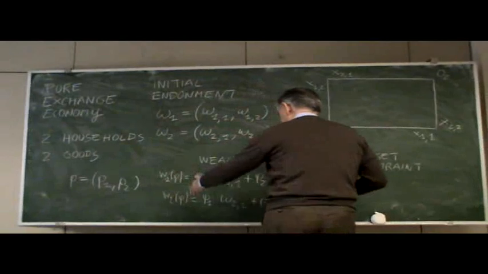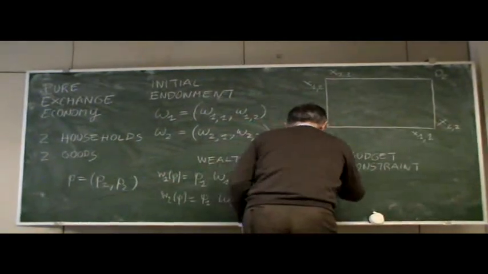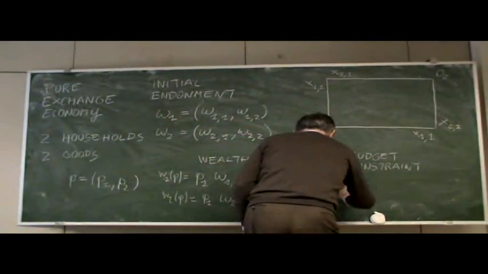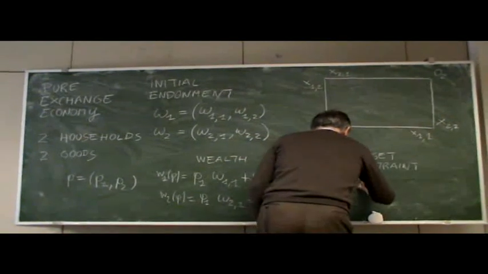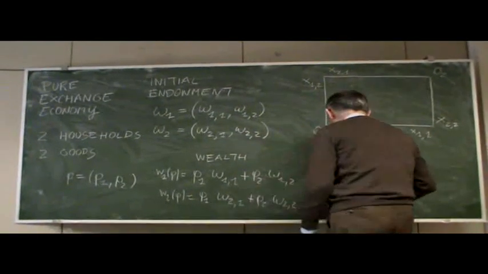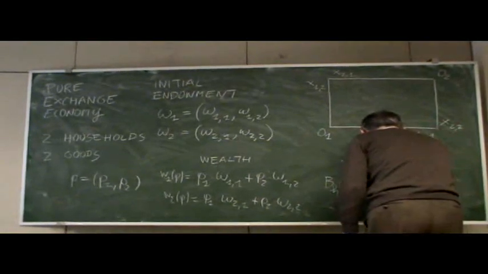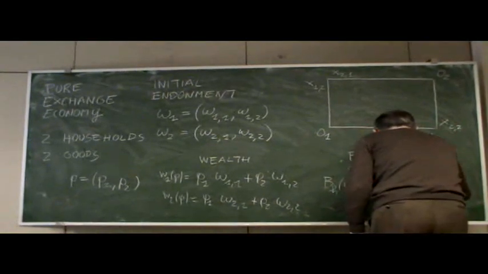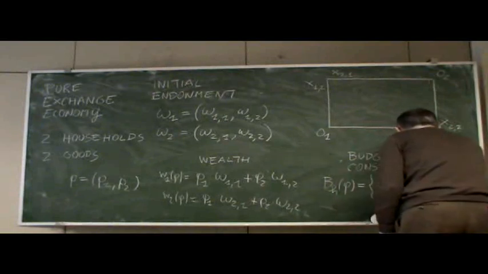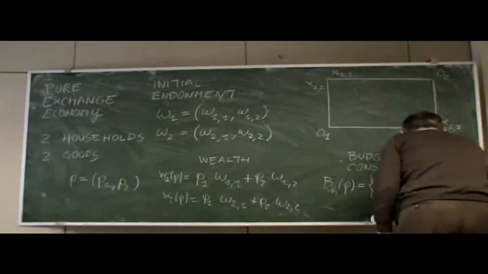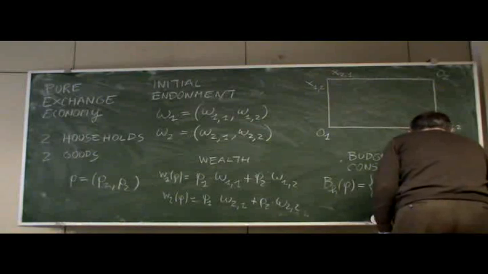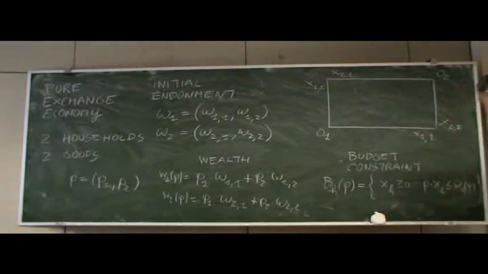For h, which ranges from 1 to 2, the budget constraint can be written this way: the set of x^h, with non-negative components, such that p times x^h is less or equal to w^h(p). This is a budget constraint, according to the usual definition.